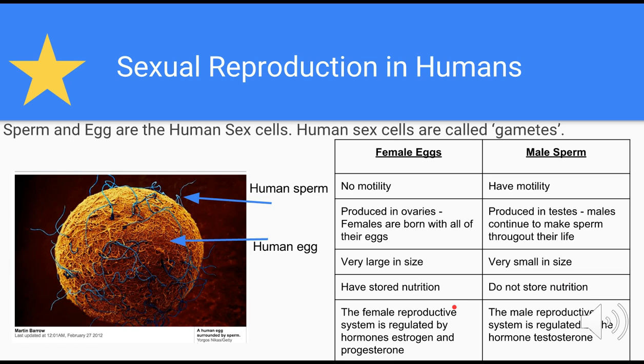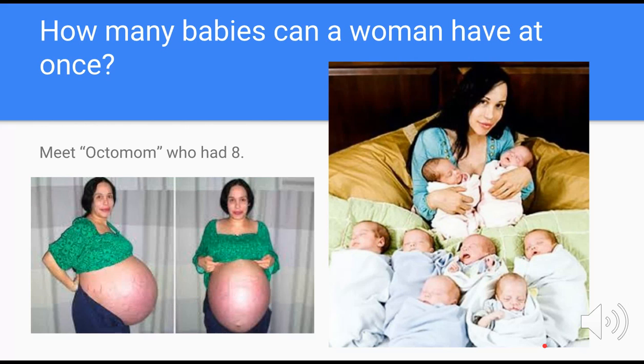The female reproductive system is regulated by estrogen and progesterone. Those are the hormones that regulate, that's an important word, they regulate the reproductive system, whereas in males, this is regulated by testosterone. Do not worry about Octomom.